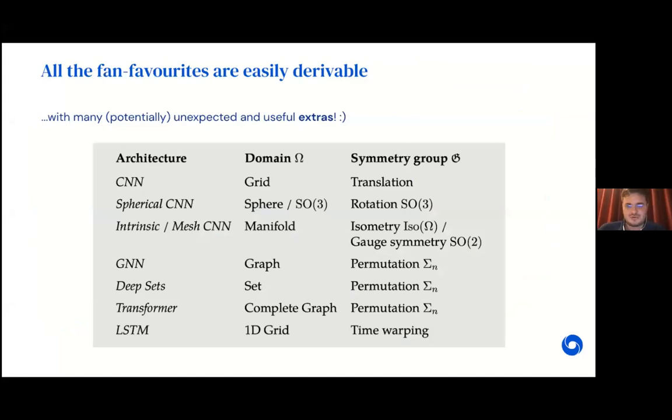In our book, we show that all of the fan favorites, such as convnets, graphnets, deep sets, transformers, and LSTMs, can be derived based on the principles in this blueprint. You just need to have the right choice of domain and the right choice of symmetry group to be invariant or equivariant to. But what's, in my opinion, also the quite exciting part of this blueprint is the fact that it also allows us to squeeze in many neural network architectures that don't quite lie on these popular domains, but some more interesting geometric domains, such as spheres or manifolds, where you get architectures such as spherical CNNs or mesh CNNs.